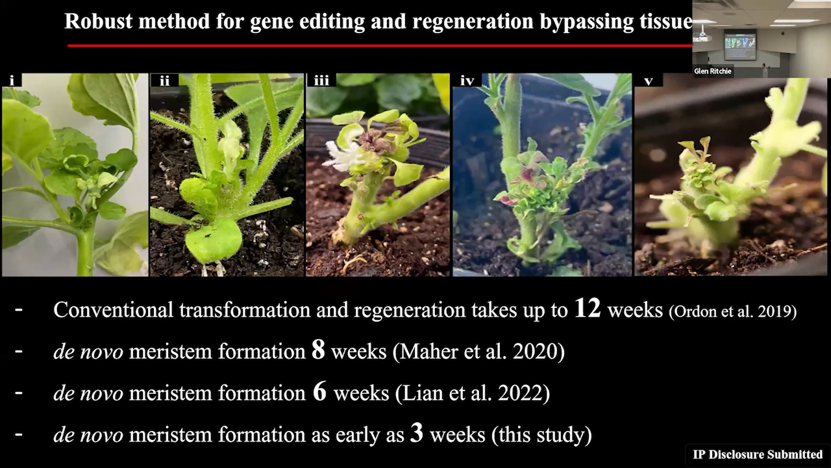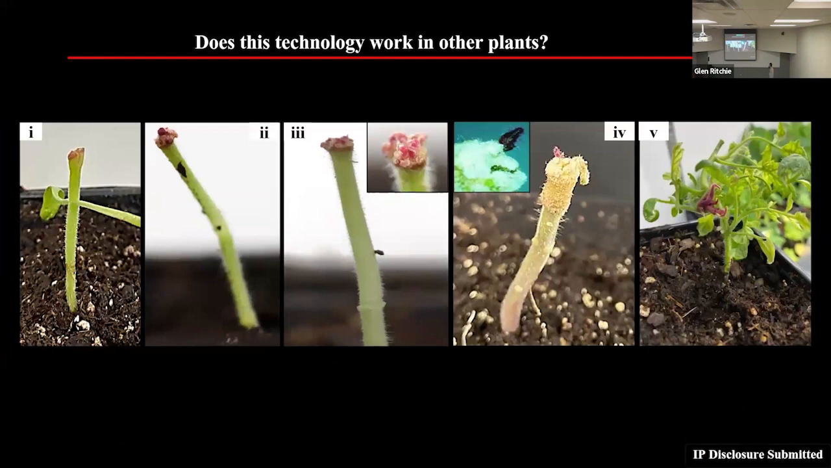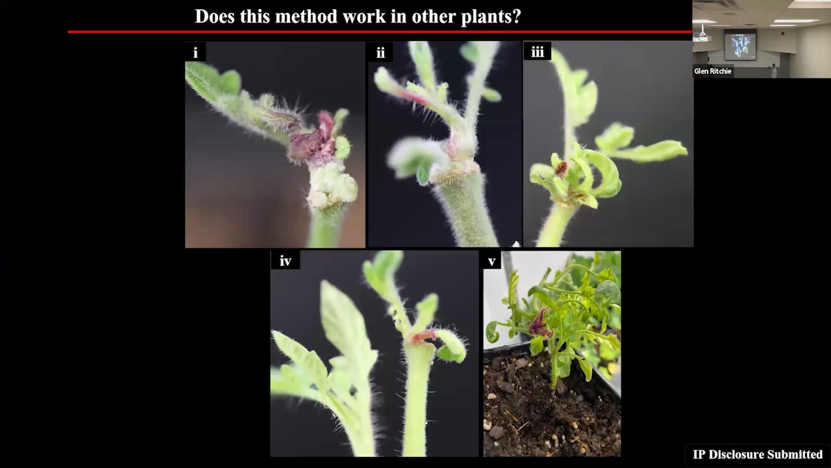Now, what is next? The next step is to test whether it's going to work in some crops. So before moving on to recalcitrant crops, I tried to check whether it's going to work in another plant, a close relative of tobacco, and I tried tomato. As you can see in this picture, there is differentiation of the cells at the site of injection, the red callus formation, and then the regeneration. So it works well in tomato as well.